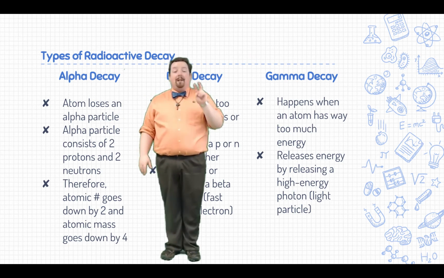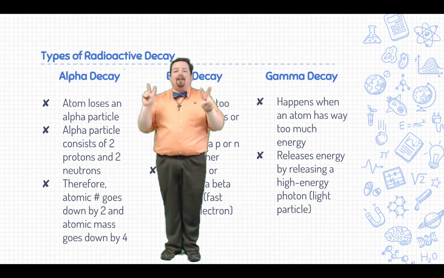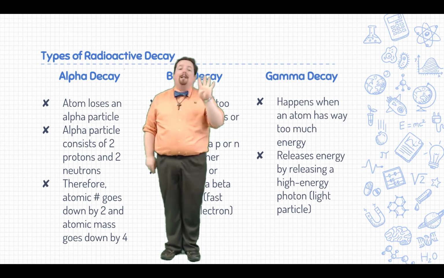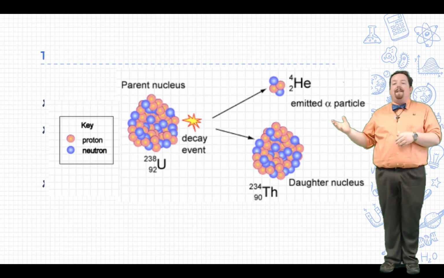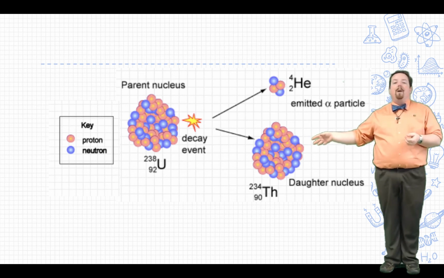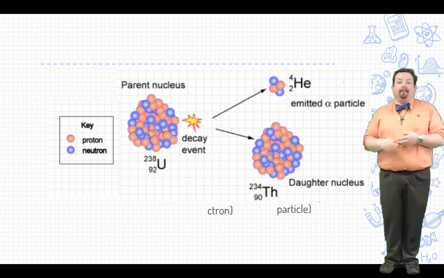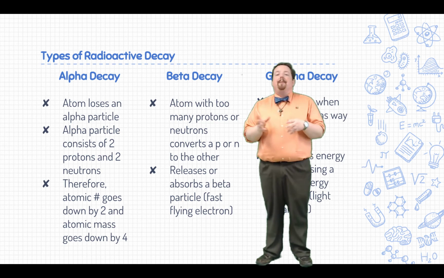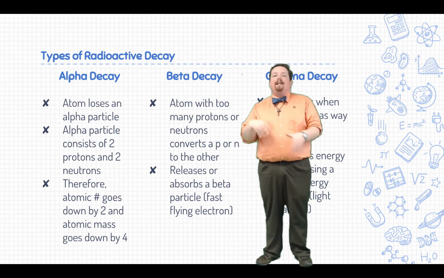So in this case, since we lose two protons, our atomic number goes down by 2, and since we lose two protons and two neutrons, our atomic mass goes down by 4. Here you can see the alpha decay of uranium-238. This turns the uranium atom into thorium-234 plus an alpha particle. In beta decay, an atom with too many protons or neutrons can convert one to the other.